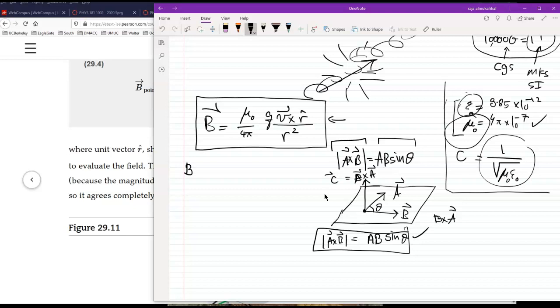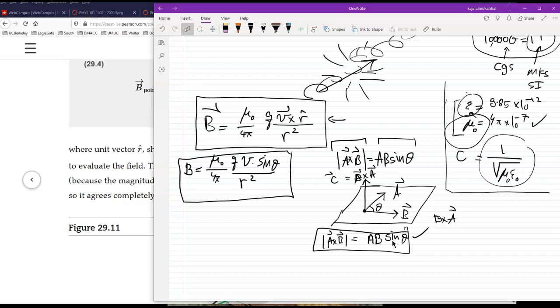I write the magnetic field B, without writing the vector on top of it, to be equal to mu naught over 4 pi Q. Well, I have two vectors here, V and R, so I'm going to use the right-hand side version. It becomes V, the magnitude of the V vector, times the magnitude of the R unit vector, which is just 1 because it's a unit vector, so we don't even write it, times the sine of the angle between them over R squared. And that's the scalar version of the magnitude of the magnetic field.